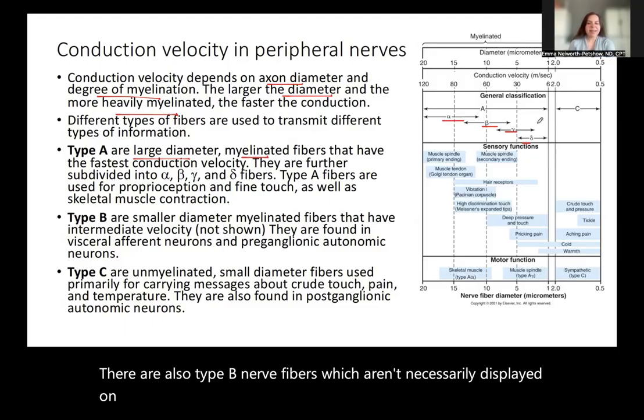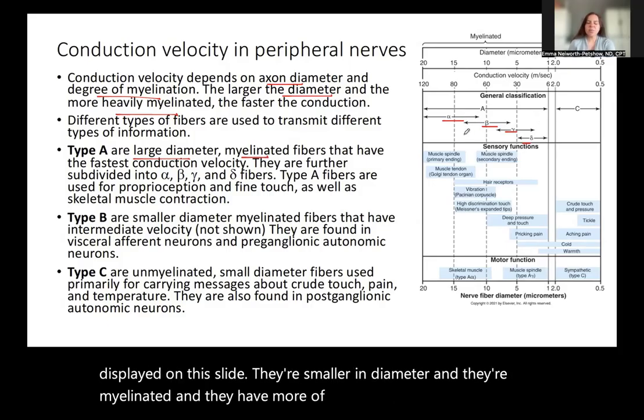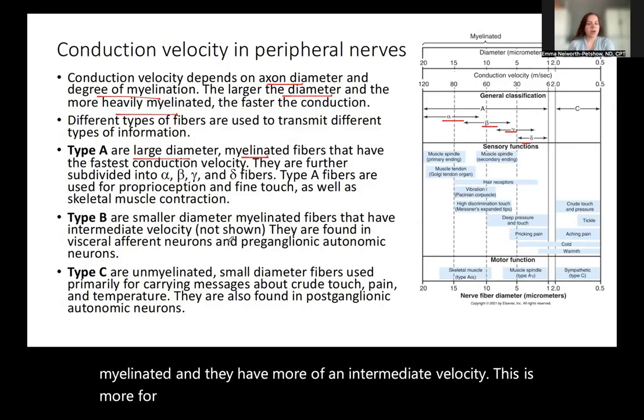There are also type B nerve fibers, which aren't necessarily displayed on this slide. They're smaller in diameter and they're myelinated and they have more of an intermediate velocity. This is more for our visceral afferent neurons or preganglionic autonomic neurons.